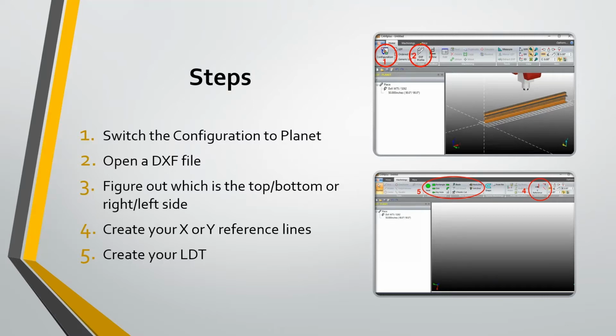Step number 4, you're going to create your X or Y reference lines, which you can see circled in red labeled as step number 4 on the bottom right hand picture. And step number 5, you're going to create your LDT, which you can see circled in red labeled as step number 5 on the bottom right hand picture.